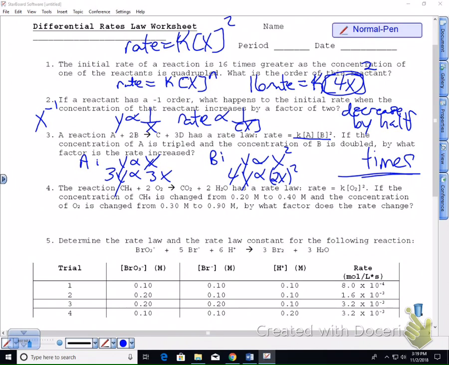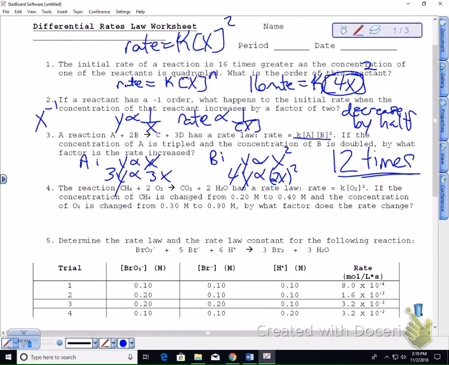One triples, we triple X, that causes the rate to triple. I double for B, that causes it to quadruple. So a triple quadruple, that's what I was trying to say. Triple quadruple, that is 12 times. So a little math error there as I was getting confused reading along here, but that is 12 times.